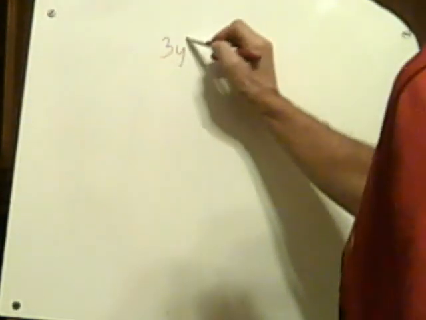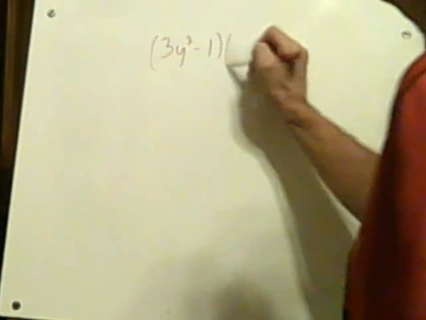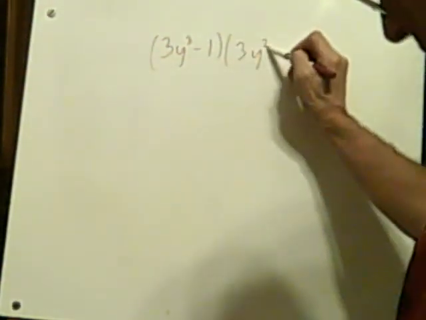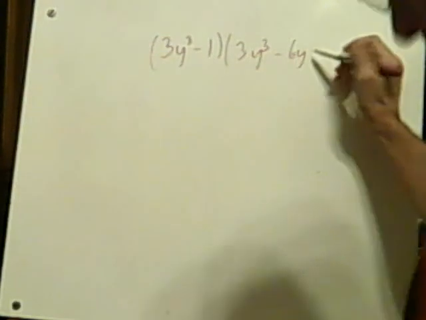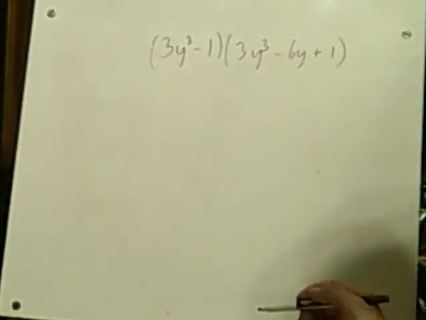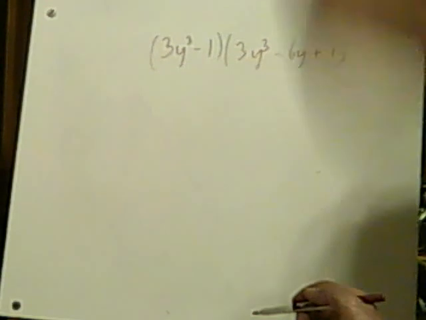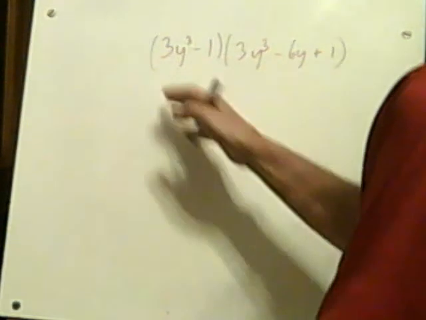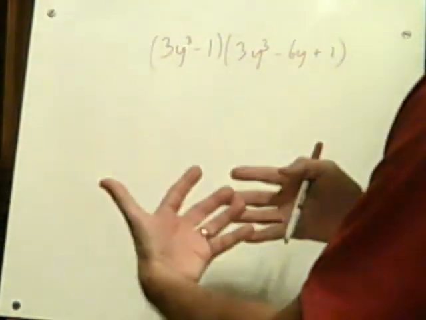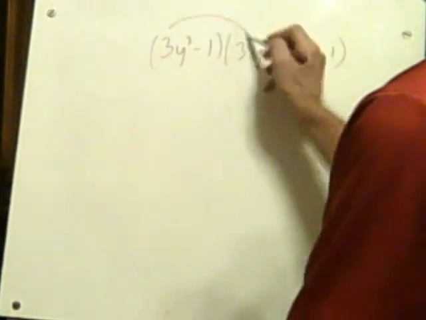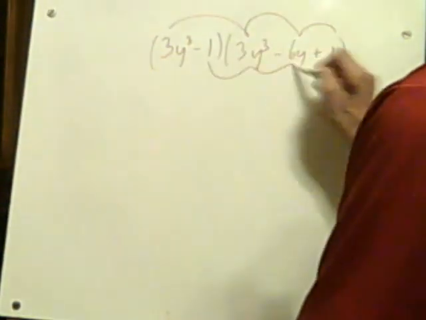Three y cubed minus 1 times 3y cubed minus 6y plus 1. Okay, this is a binomial times a trinomial. There will be some simplification at the end of the day, but we're going to have to get six terms before we can simplify it. So we're just going to go through three terms and another three terms. Bump, bump, bump, bump, bump.